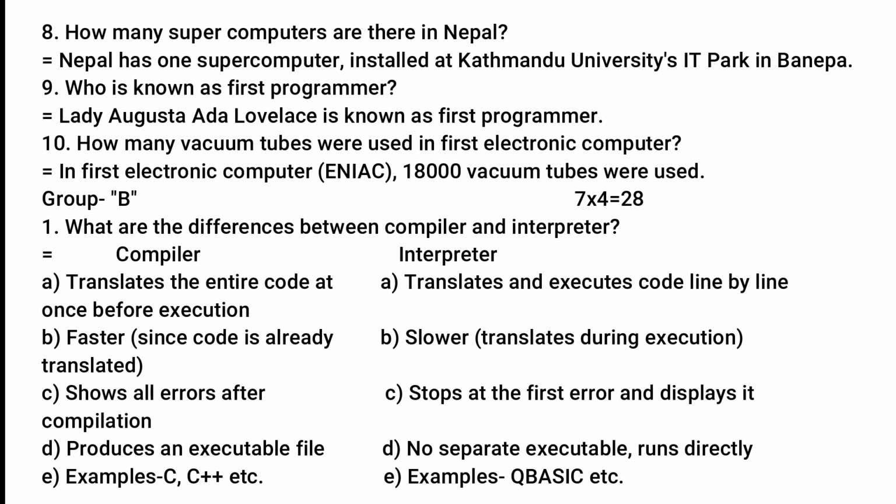Compiler C. Shows all errors after compilation. Interpreter C. Stops at the first error and displays it. Compiler D. Produces an executable file. Interpreter D. No separate executable, runs directly. Compiler E. Examples, C, C++, etc. Interpreter E. Examples QBasic, etc.